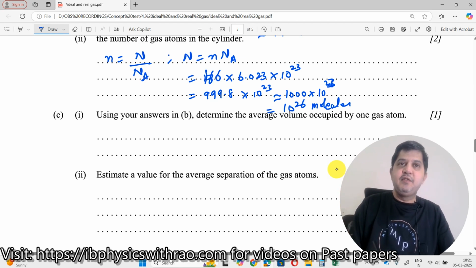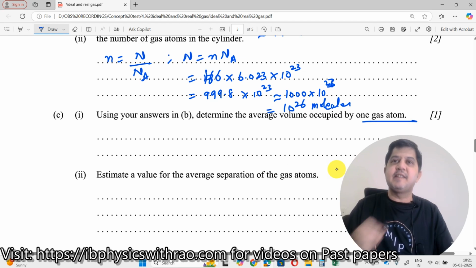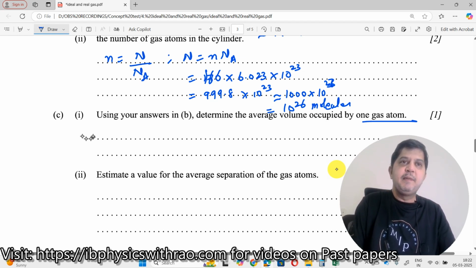Then, using your answers in B, determine the average volume occupied by one gas atom. Now you have got the total number of molecules. You need to find out the average volume occupied by one gas atom. What does it tell you? It means you are supposed to calculate the volume per molecule.